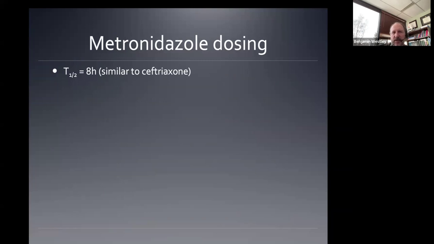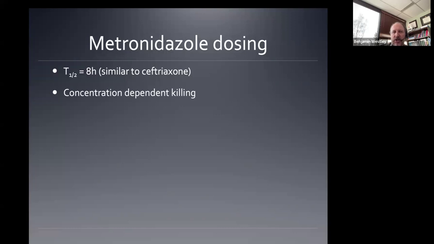So the nice thing about metronidazole is the half-life is very long. It's 8 hours. That's the same half-life as ceftriaxone. Now, as you know, we typically give ceftriaxone once a day. So there's really not a pharmacokinetic reason that we would give metronidazole 3 times a day when it has the same half-life to drugs we typically give once a day.